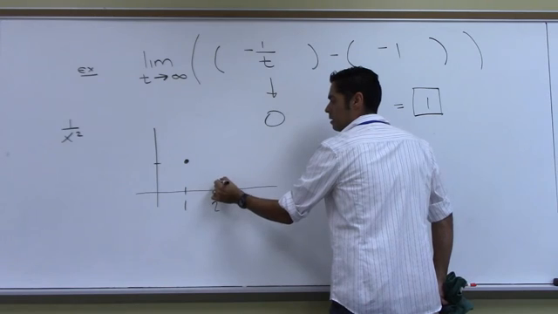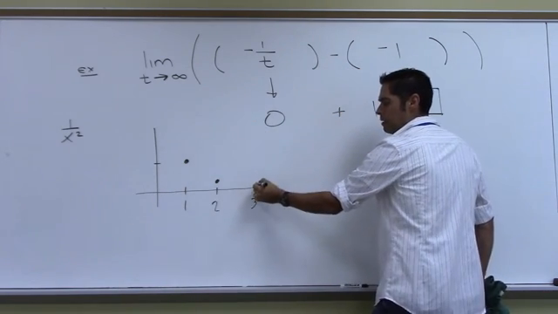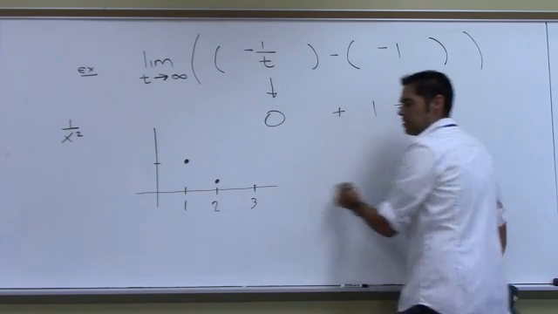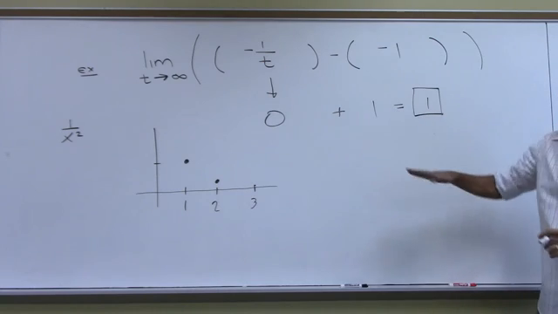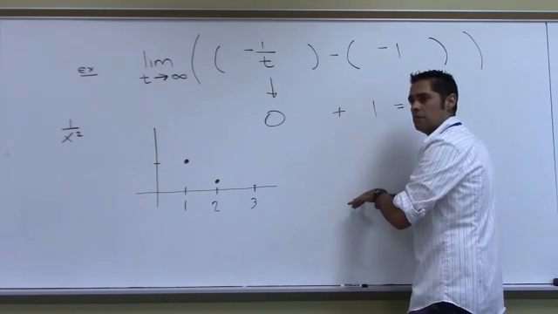1/4, right? If I plug in 3, I'd be at 1/9, right? And so as I go out, this thing is diving down towards 0, and it's going pretty fast, right? It never gets to 0. Never.